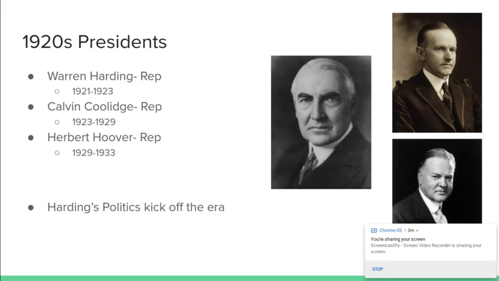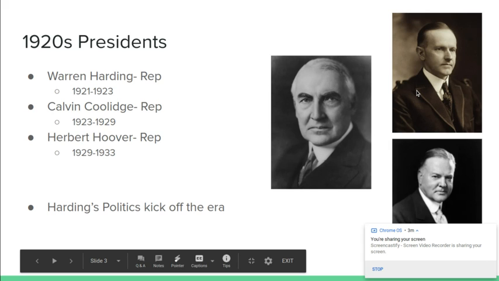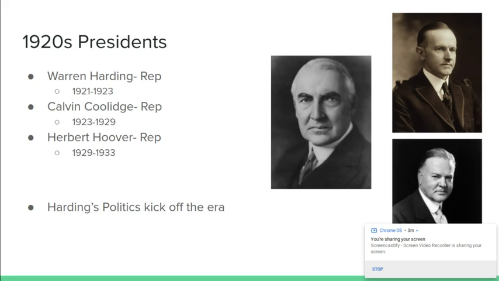The very first president of the 1920s is Warren Harding, and he is a Republican. He was elected in 1920, became president in 1921, and then he dies in office in 1923. Noting that he dies in office, please recognize that means that his vice president, who is Calvin Coolidge, this gentleman right here, assumes the presidency because he was Warren Harding's vice president. He is of the same political party. He's also a Republican. And he gets elected to his first full term in 1924, and serves another term. Leaves office in March of 1929.